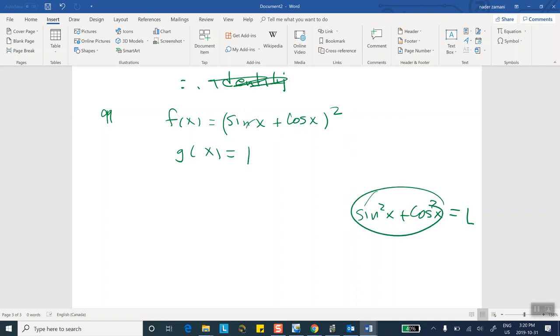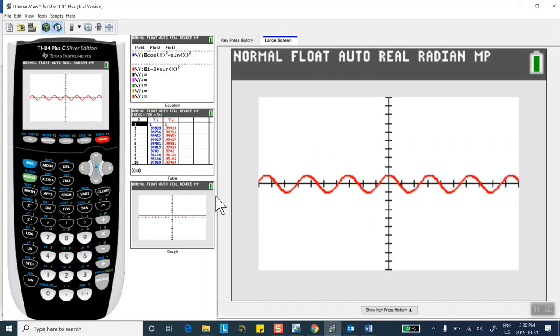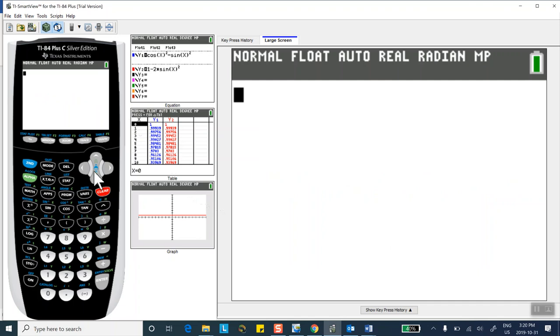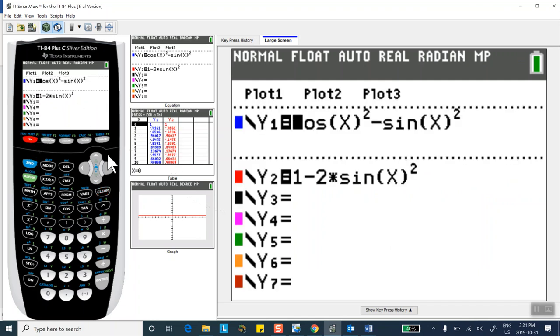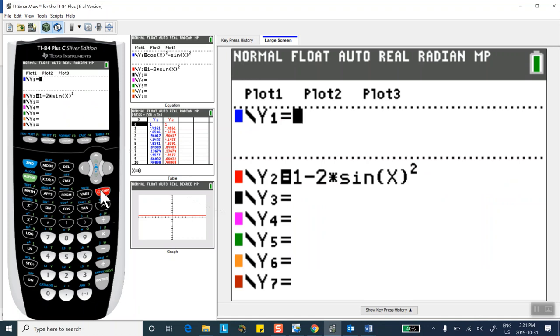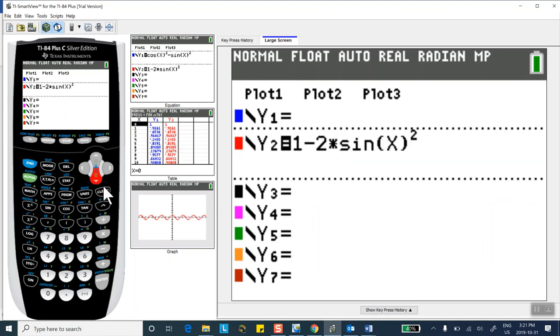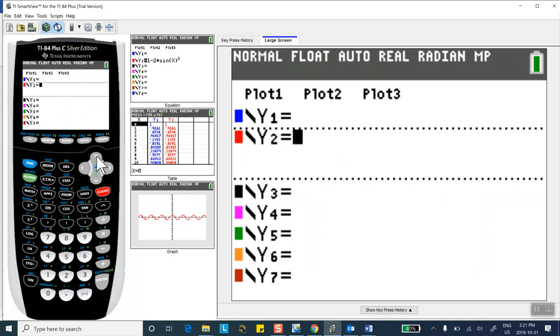So how do we know? We can go and input these two and plot them. There should be two separate graphs. So let's go to our calculator, and I'm going to clear everything. Okay. So we go to our function right there. We're going to clear these and clear the next one, and we input our stuff.